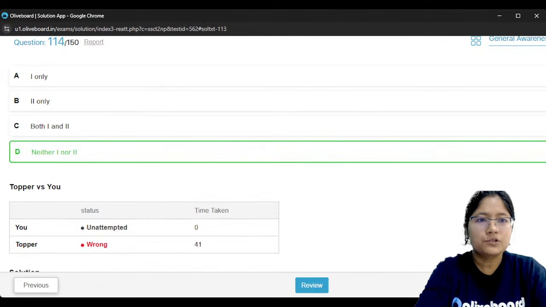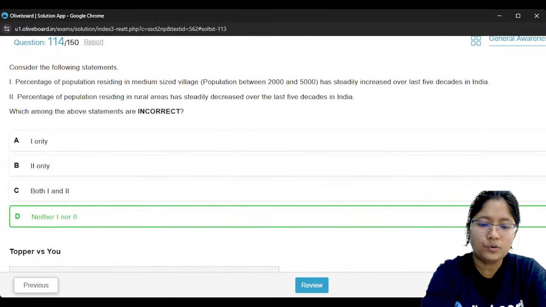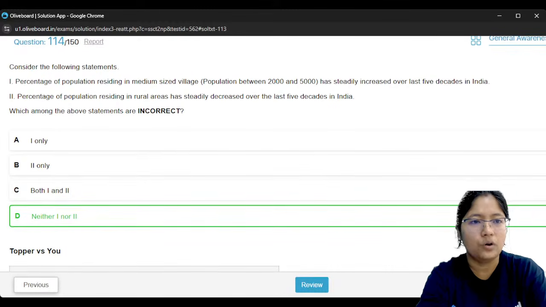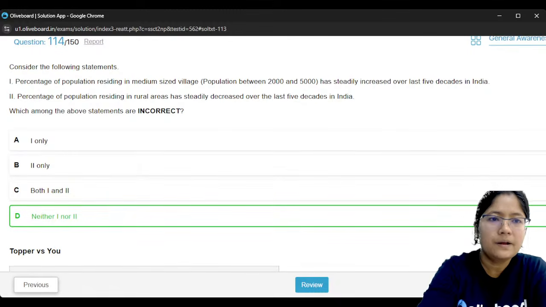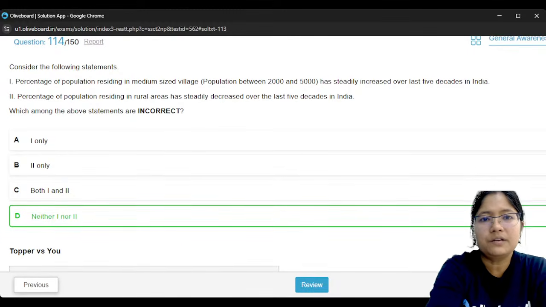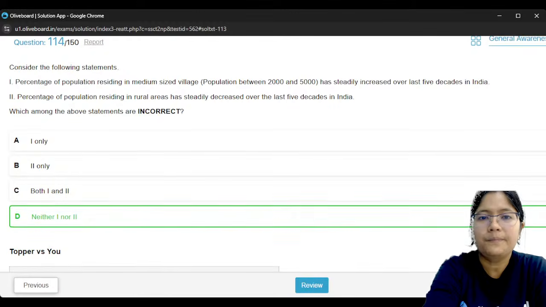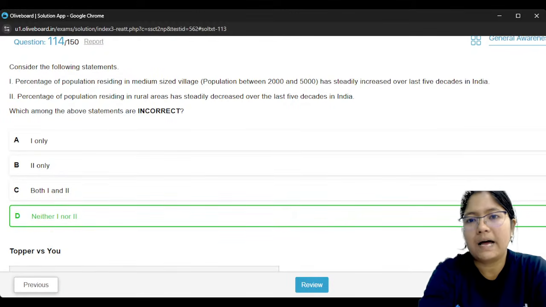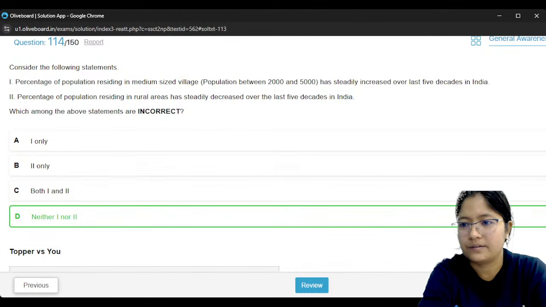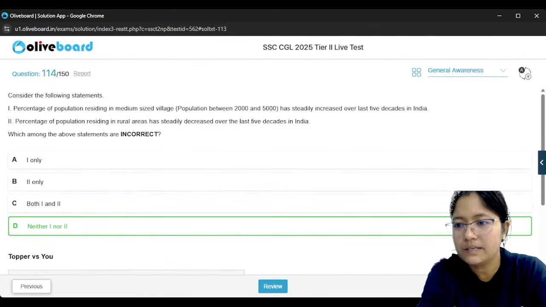Let us see. So they have selected neither 1 nor 2 in this case. Neither 1 nor 2. So both the statements are wrong. This is the correct answer. That means the percentage of population residing in rural areas has steadily increased over the last 5 decades in India. So D is the correct answer. All right. So please note that.